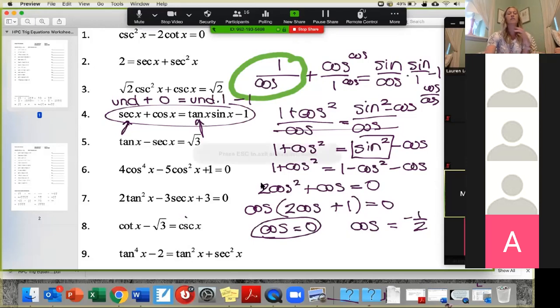And so yes, while we have separate values for each of those, and where you have cosine being 0, secant is undefined, that doesn't make the equation true. So you can't say that undefined plus 0 equals undefined minus 1. That doesn't actually make sense. So that's why we would eliminate cosine being 0 and only get the answers for where cosine is negative 1/2.